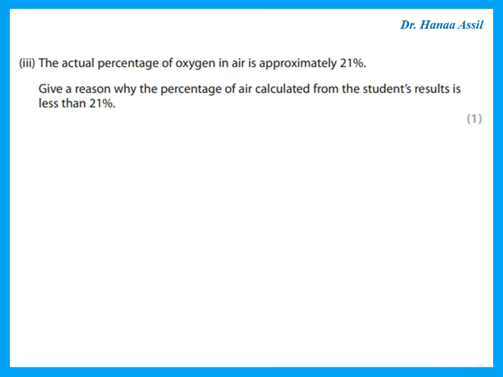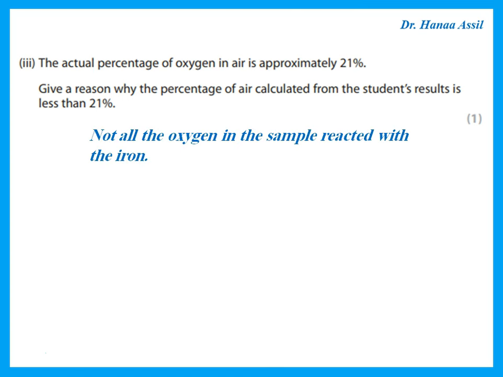The actual percentage of oxygen in air is about 21%. Give a reason why the percentage of oxygen calculated from the student's results is less than 21%. Why did he get 18% instead of 21%? That means that not all the oxygen reacted with the iron. We did not give the experiment enough time for all the iron to use up all the oxygen in the air.